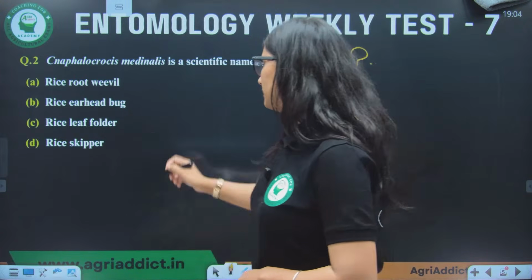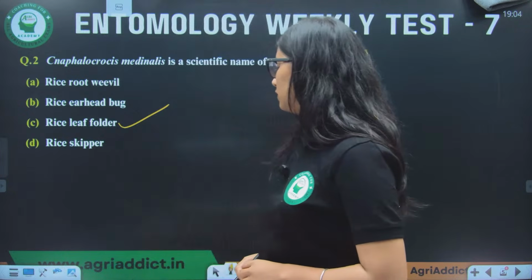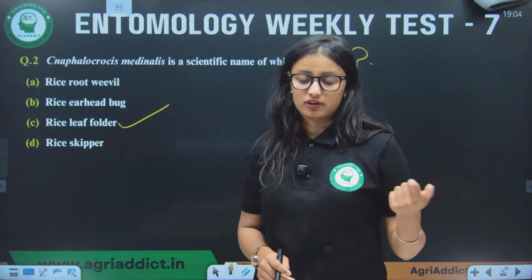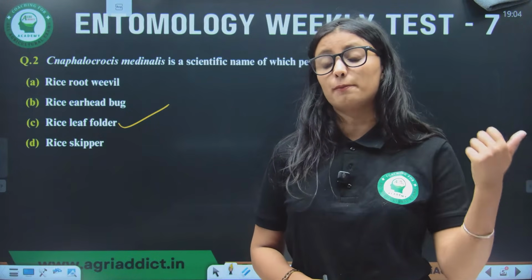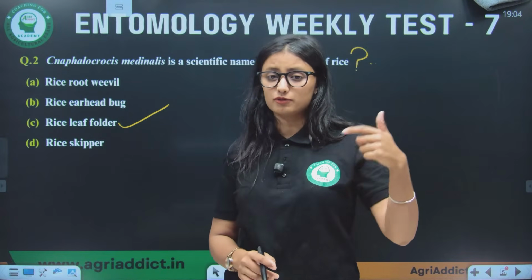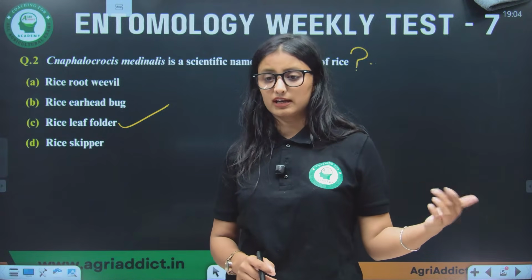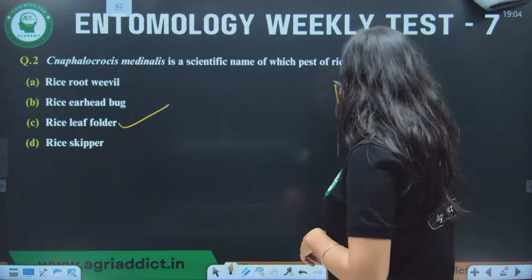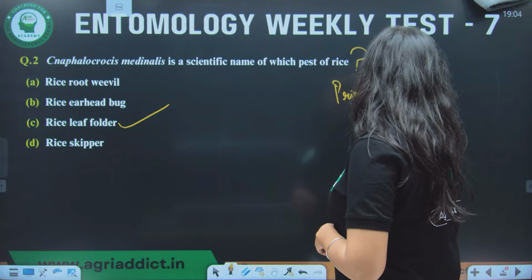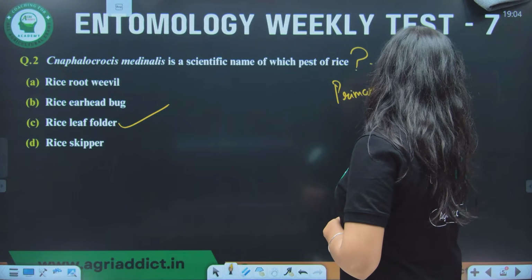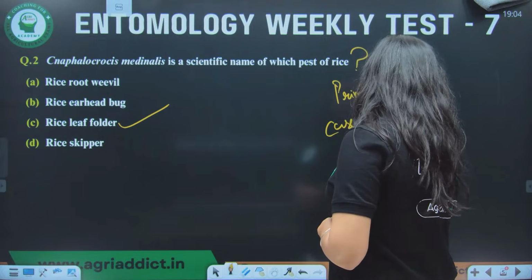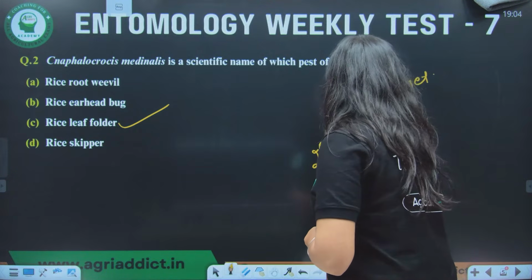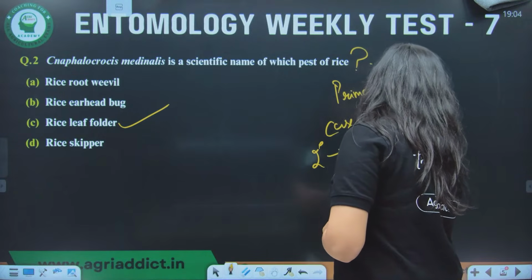Leaf folder. Very good. So yesterday there was a question: rope dragging is used in case of which pest of rice? The primary target is caseworm, and the secondary target is rice leaf folder.